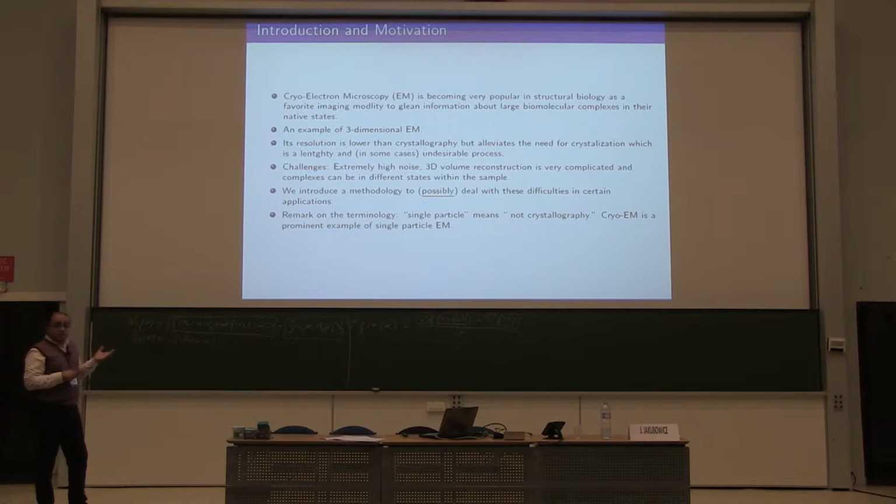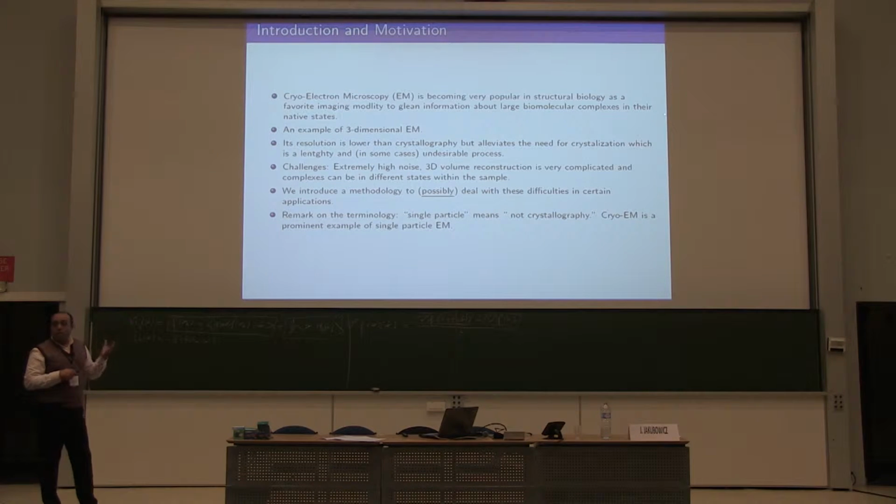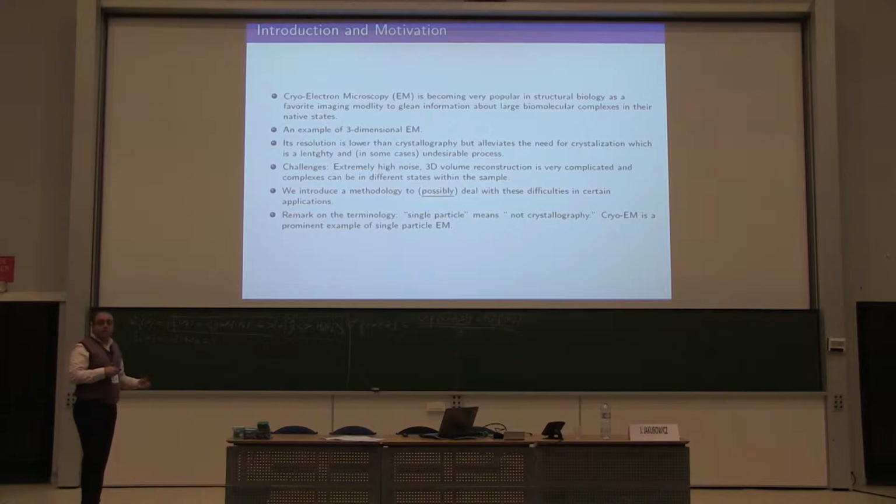Now the challenge is that, for several reasons, you have extremely strong noise, which makes the problem very difficult. You can have a signal-to-noise ratio of 1/100, so the signal can be basically 1/100th of the noise. So noise will be extremely strong, and the 3D volume reconstruction becomes an extremely difficult and complicated problem.